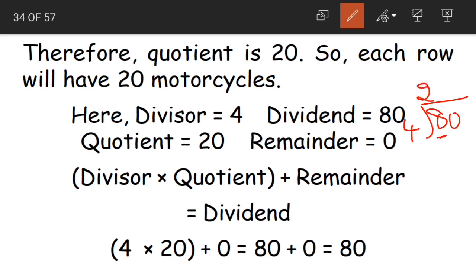Let me divide here. 80 divided by 4 children. First going with only one digit. Yes, because the first digit is greater than our divisor. Now we have 4 2s are 8. Yes, 2 will be in the quotient, 8 will be written below. Now when we subtract, 8 minus 8 becomes 0. Now what are we doing? Bringing other digit down, 0.